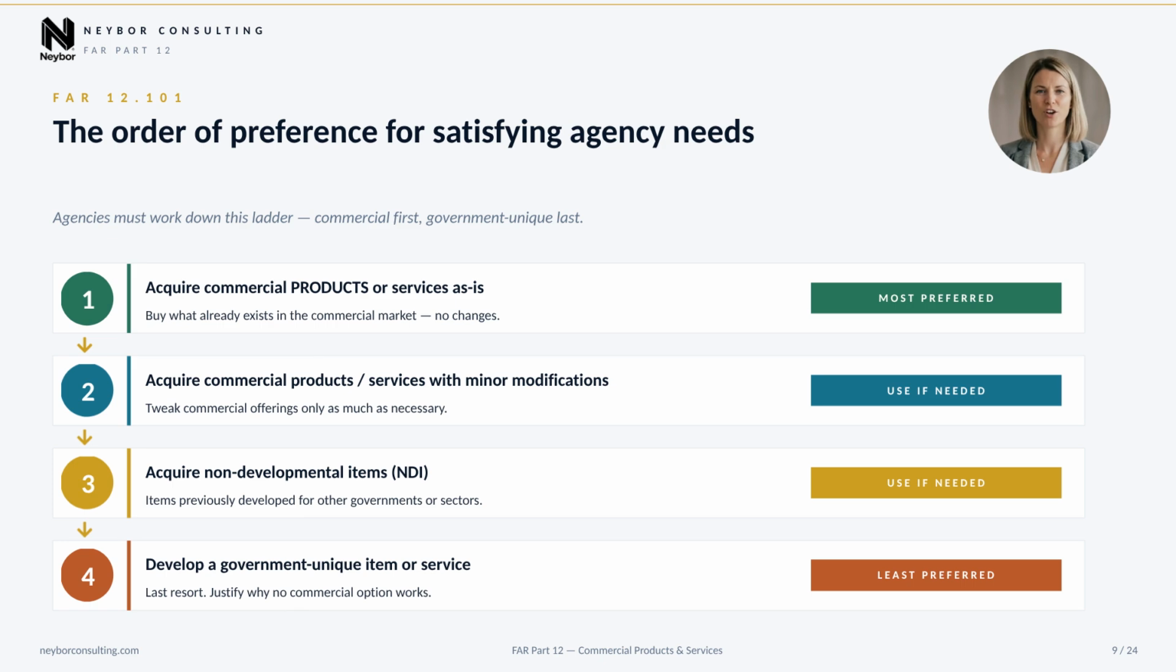If no commercial option works, look at non-developmental items, things like products developed for state or local governments or for foreign markets. And Step 4, the last resort. Develop a government-unique item or service from scratch. The point is simple: the contracting officer cannot jump to a custom build just because it is familiar. They must justify why a commercial option will not work. As a contractor, this rule is in your favor. The law is pushing the buyer toward you.